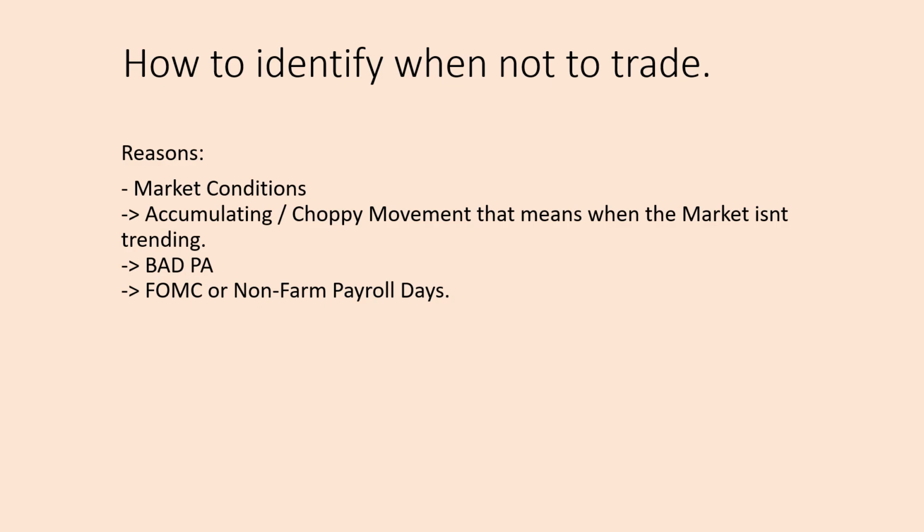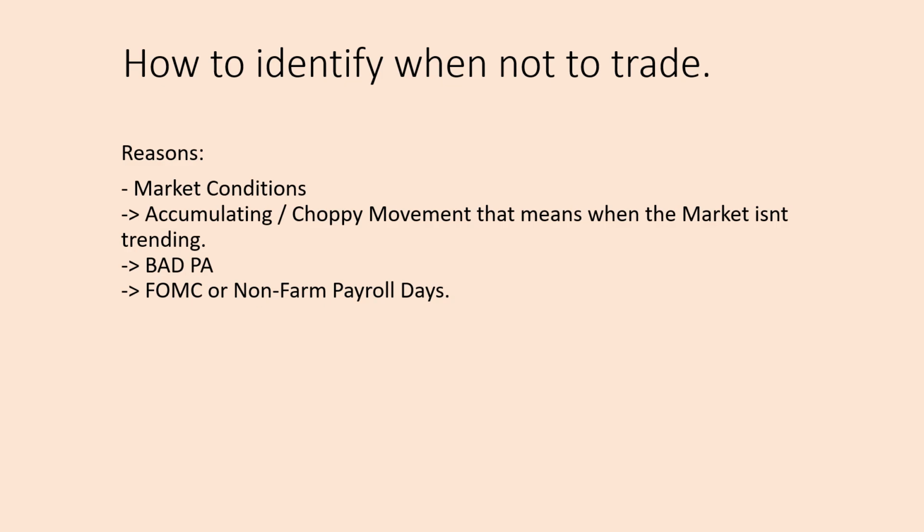Now we are going into how to identify when not to trade. We have 3 reasons to not trade. First, market conditions, for example, accumulation or choppy movement. That means the market isn't trending, it's just going sideways. You shouldn't trade in these environments.